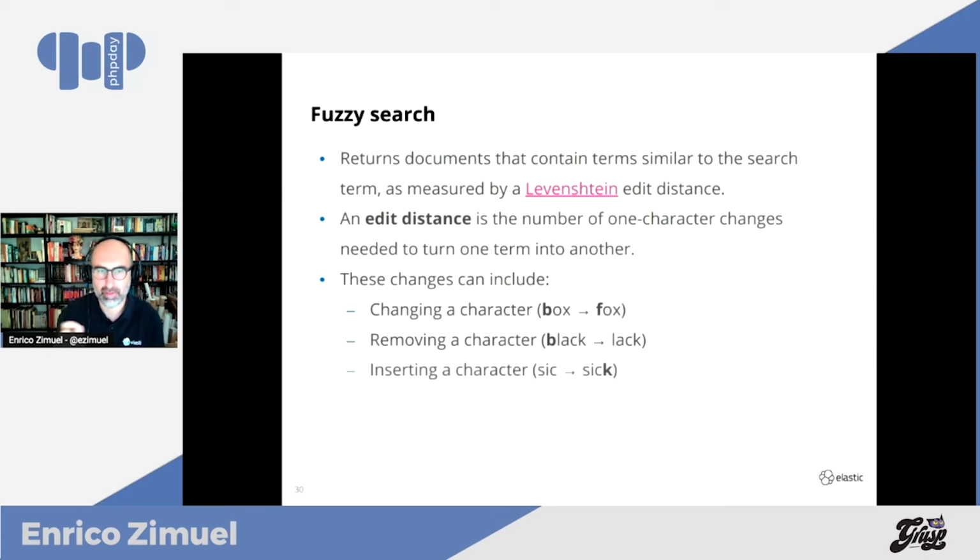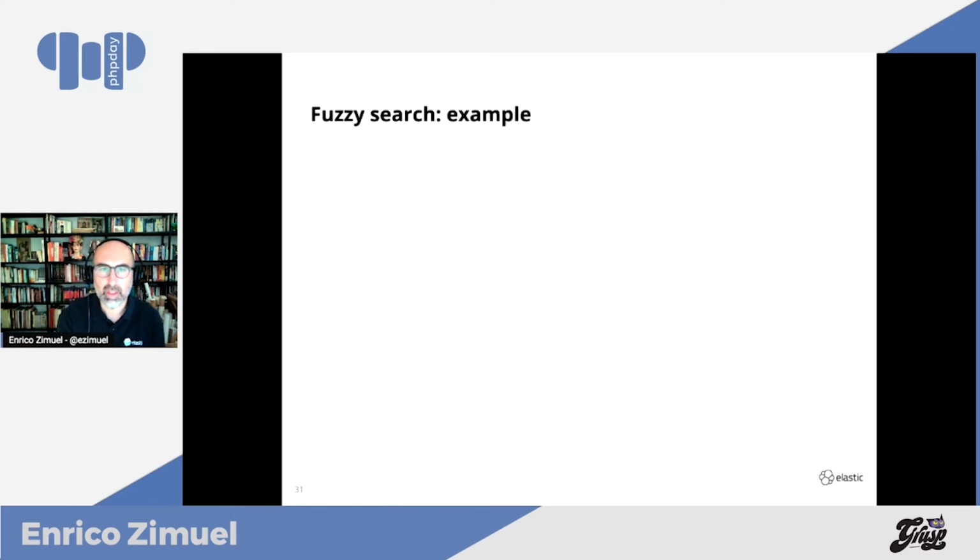If you insert a new character, like sic and sick, the K at the end, this is one edit distance. And if you transpose two adjacent characters, like hacked and cacked, so A and C, if you swap them, even here, this is one edit distance, so Elasticsearch will give you the information back.